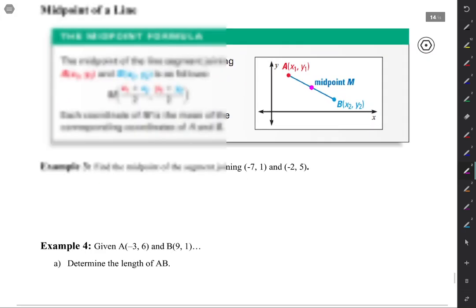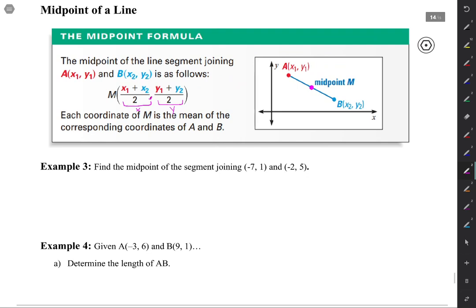So let's find the midpoint of this segment joining -7, 1 and -2, 5.